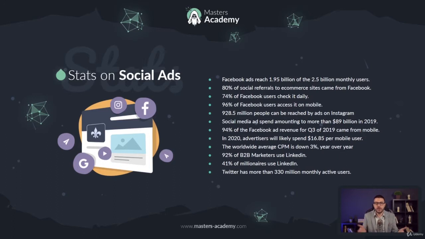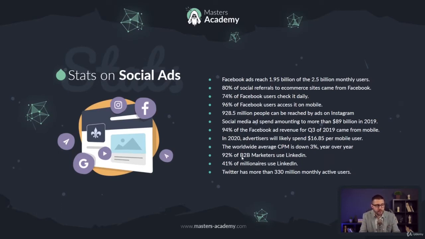And also, the worldwide average CPM is down 3% year over year. This happens because more and more people start to use social media, and they also use social media more and more. And so the more people use it, the CPM prices go down, which is very good for us marketers.